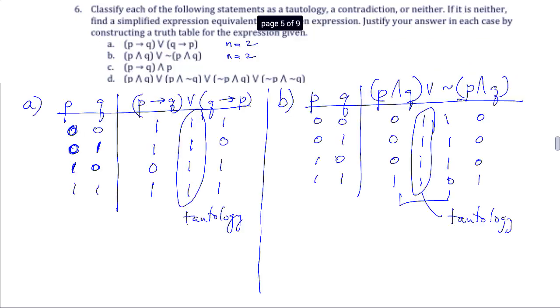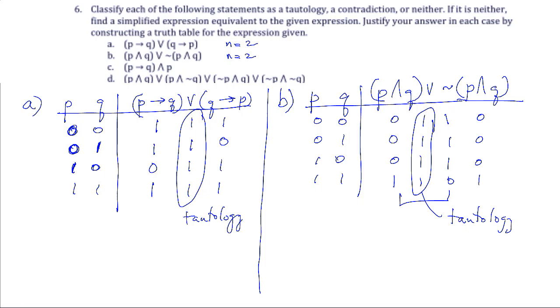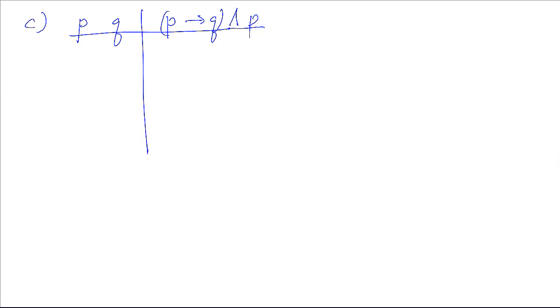let's see, I need to have a new page here where I do part C. And part C is P implies Q and P. So this is, again, the case n equals 2, P implies Q and P. Is that right? P implies Q and P. Yes, it is. So I'll go 0, 0, 0, 1, 0, 1, 1.